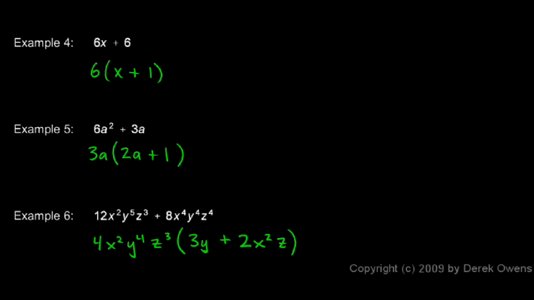Kind of a long one, but at least factoring out the greatest common factor from each term can be pretty systematic. Not everything about factoring can be broken down into a systematic procedure like that, but this can.